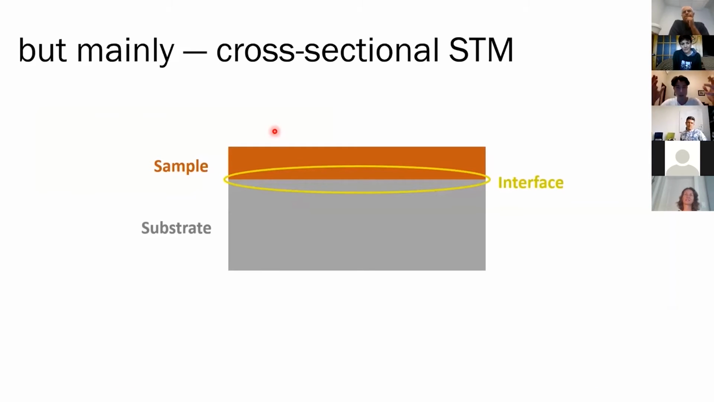But mainly, the main focus of my summer and this talk was cross-sectional STM. So here's a little diagram with a substrate and a sample that was grown on top of it. And kind of the end goal, as I briefly mentioned before, of cross-sectional STM would be to scan this cross-section here so that we can get a look at the interface from the side.